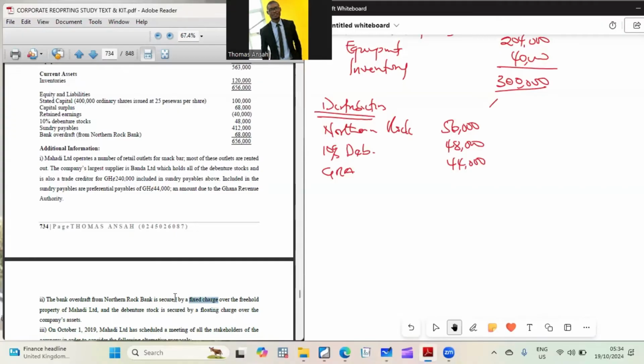It doesn't have one particular asset. It means that you can prefer it to another asset. So the floating is also secured, but there is no specific asset. It cuts across any of the assets. So if you sell, the fixed one must take priority, because for the floating, you can defer it to another asset. That is why the fixed comes first before the floating.